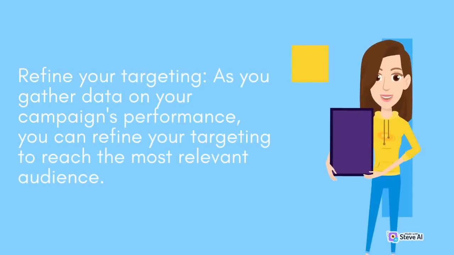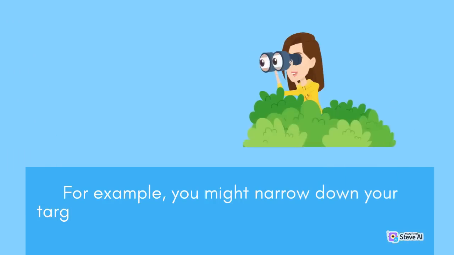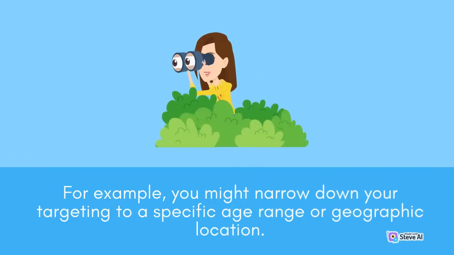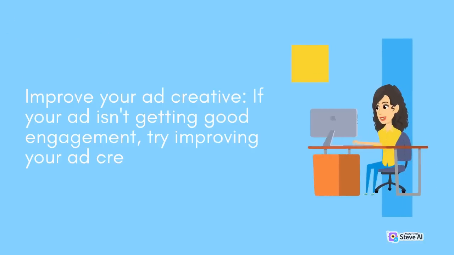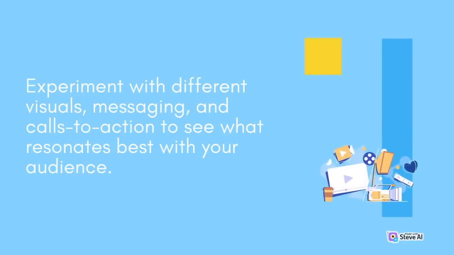Refine your targeting. As you gather data on your campaign's performance, you can refine your targeting to reach the most relevant audience. For example, you might narrow down your targeting to a specific age range or geographic location. Improve your ad creative. If your ad isn't getting good engagement, try improving your ad creative. Experiment with different visuals, messaging, and calls to action to see what resonates best with your audience.